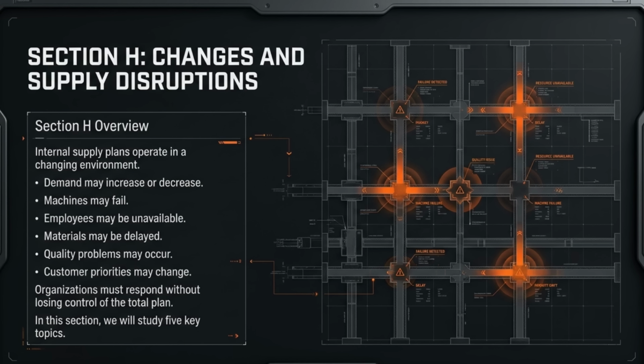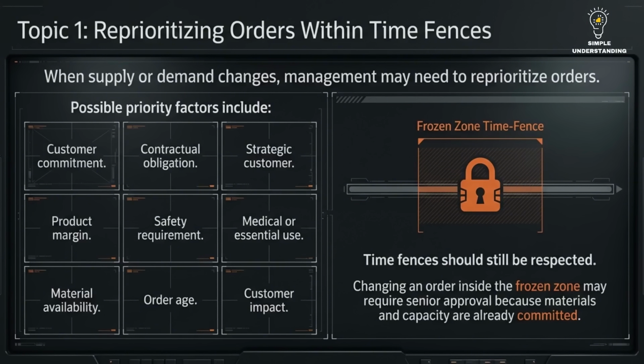In this section, we will study 5 key topics. Topic 1. Reprioritizing orders within time fences. When supply or demand changes, management may need to reprioritize orders. Possible priority factors include customer commitment, contractual obligation, strategic customer, product margin, safety requirement, medical or essential use, material availability, order age, customer impact. Time fences should still be respected.